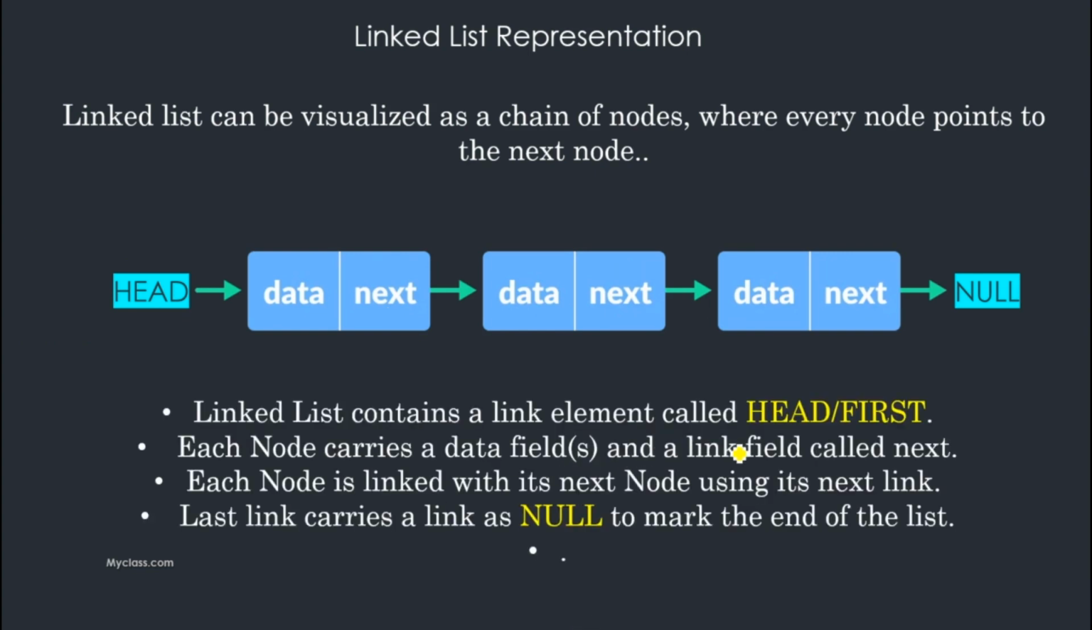A linked list contains a link element called head, or in some algorithms it is termed start also. Each node carries a data field and a link field called next. The data field stores the data, and the next link field stores the address of the next node. Each node is linked with its next node using its next link. The last link carries a null value because that is the last node, to mark the end of the list. Clear? So this is all the basic information about a linked list.